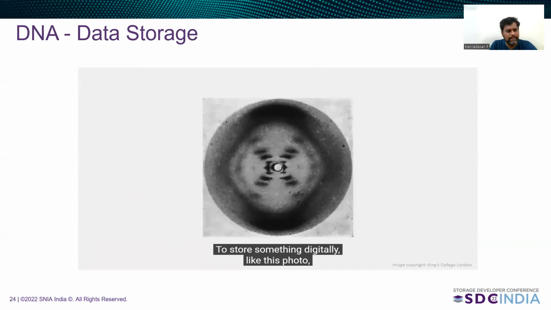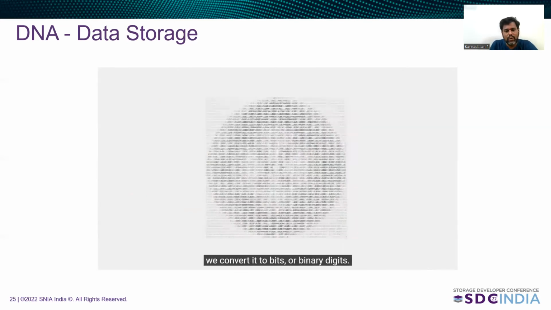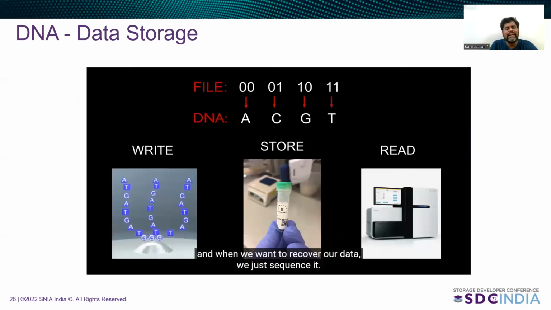This is DNA data storage. Let's take this as an example. To store something digitally, like this photo, first we convert it into binary digits, like 1s and 0s. Then these binary digits are converted into the DNA codes A, C, G, T. Then we write the data, basically the process called synthesis. Then we can store this data. And when we want to recover our data, we just read the data, that is, sequence the data.